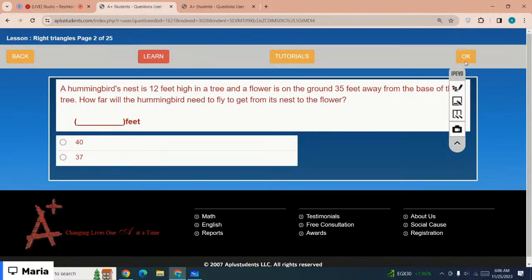Okay, the next one is a hummingbird's nest is 12 feet high in a tree and a flower is on the ground 35 feet away from the base of the tree. How far will the hummingbird need to fly to get from its nest to the flower?